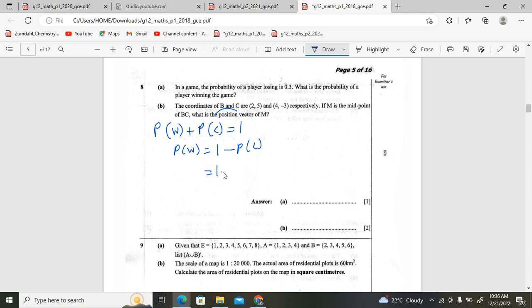So this is going to be 1. The probability of losing is 0.3. So 1 minus 0.3 is 0.7. So that is going to be the probability of winning this game.